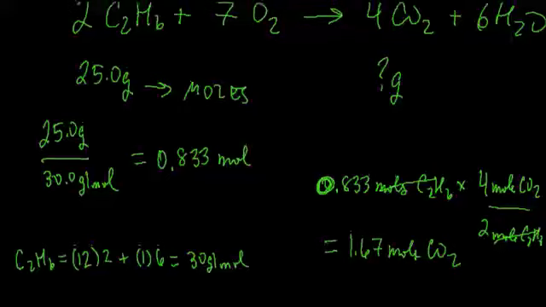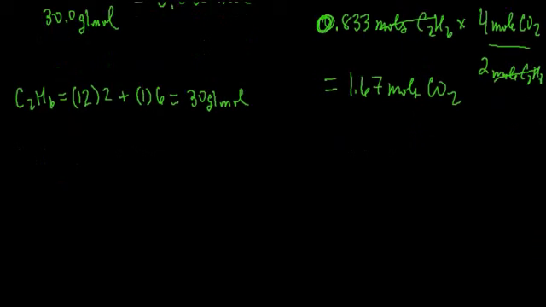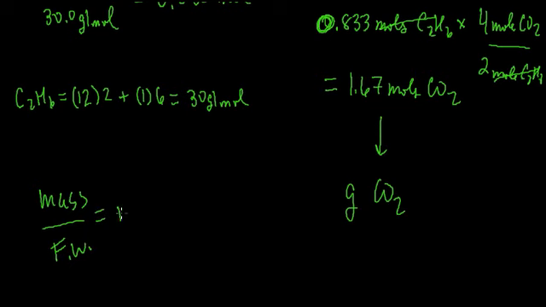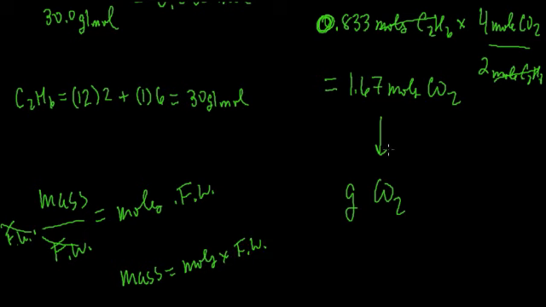But it's not asking us how many moles, it's asking us how many grams. Once we have moles of CO2, we need to get this into grams of CO2. We used before mass divided by formula weight gives us moles. If we want to get mass by itself here, we multiply both sides by formula weight. Formula weights cancel, and we're left with mass equals moles times formula weight. We know moles. We just need the formula weight of CO2.